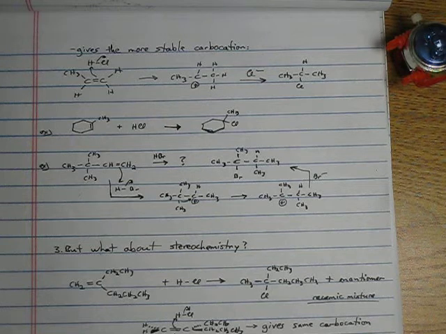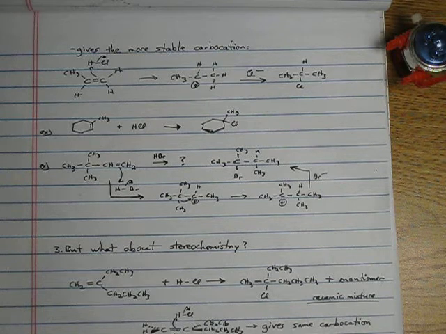Note, Markovnikov's rule is when you start with an alkene, where does the hydrogen go? Zaitsev's rule, when you start with an alkyl halide or an alcohol and you form an alkene, where does the double bond go?